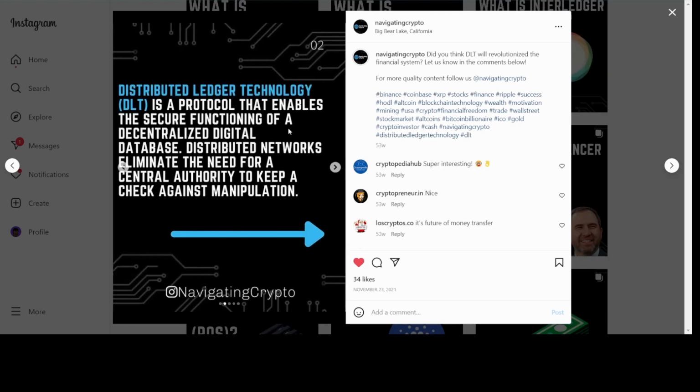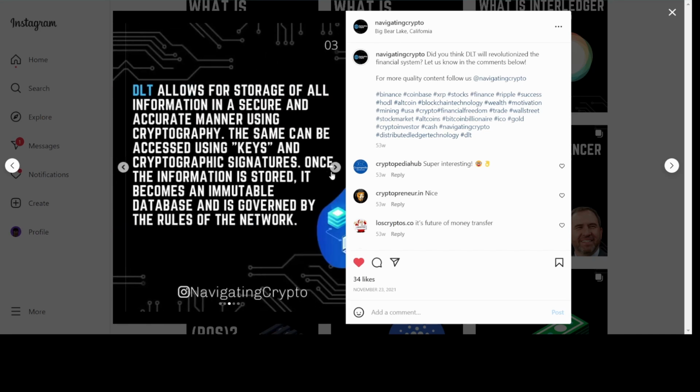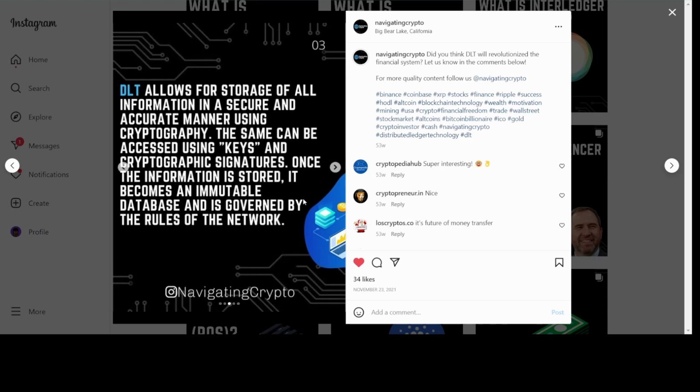So a distributed ledger technology is a protocol that enables the secure functioning of a decentralized digital database. Distributed networks eliminate the need for a central authority to keep a check against manipulation. A DLT allows for storage of all information in a secure and accurate manner using cryptography. The same can be accessed using keys and cryptographic signatures. Once the information is stored, it becomes an immutable database and is governed by the rules of the network, which is basically like the consensus mechanism. So for Bitcoin, it's proof of work.